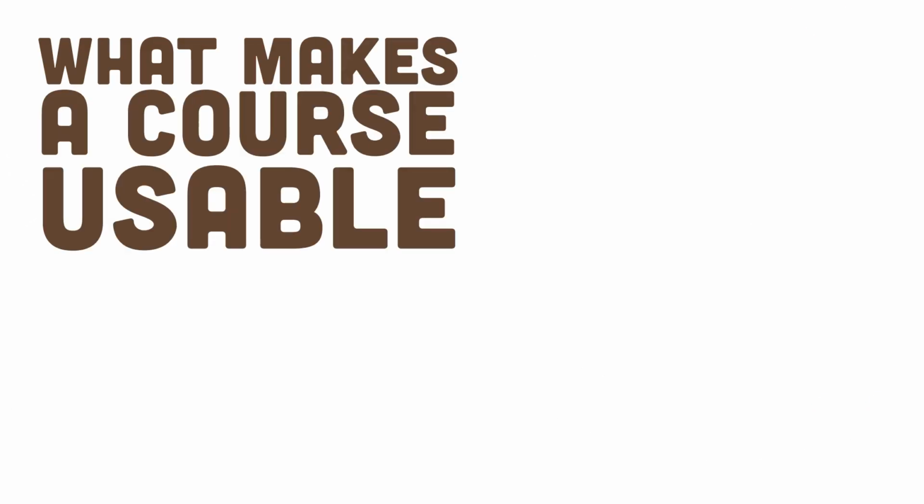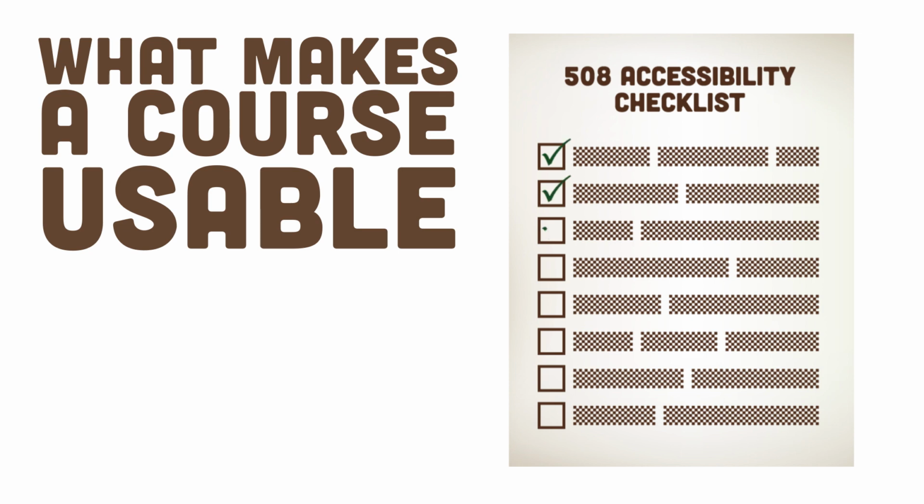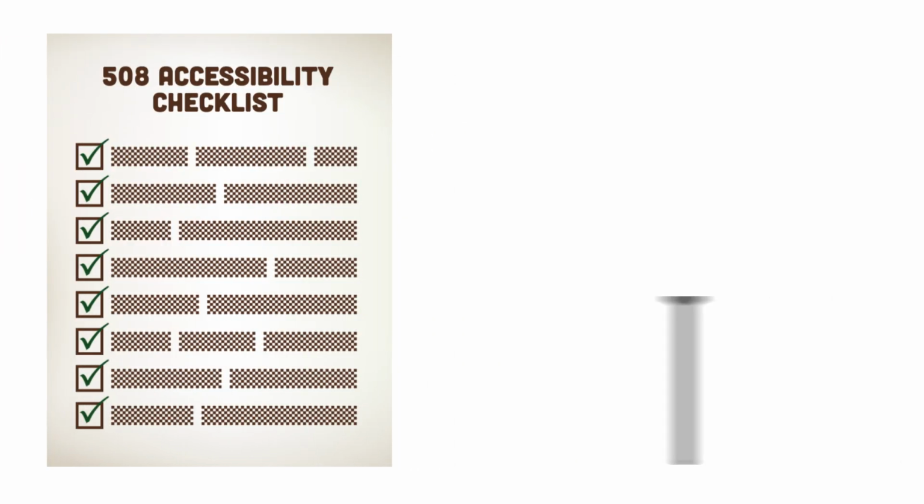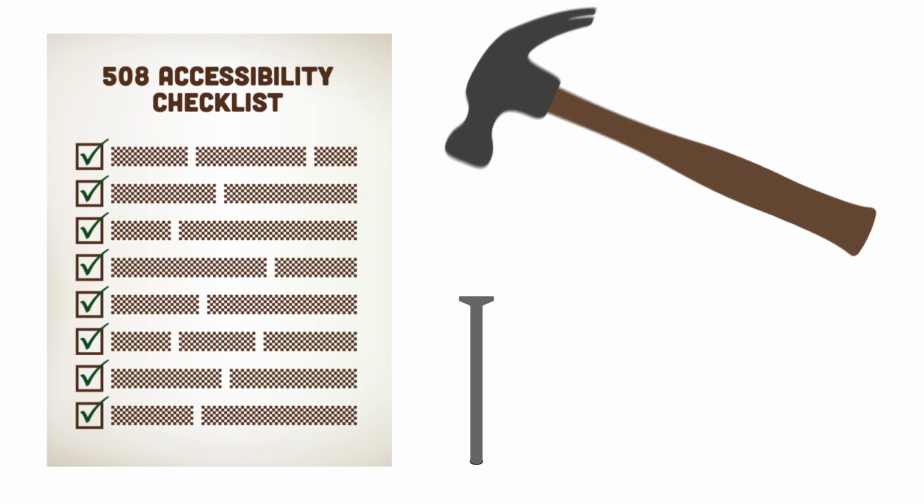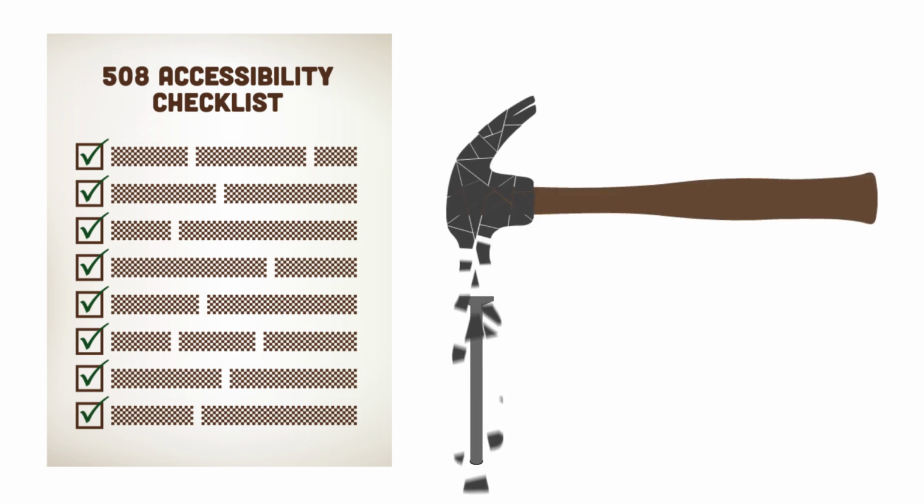What makes a course usable for those with disabilities? You might be able to check off all the items on the 508 accessibility checklist, but that doesn't mean that your product is practically usable. Here are some questions you can ask yourself as you consider these usability issues.